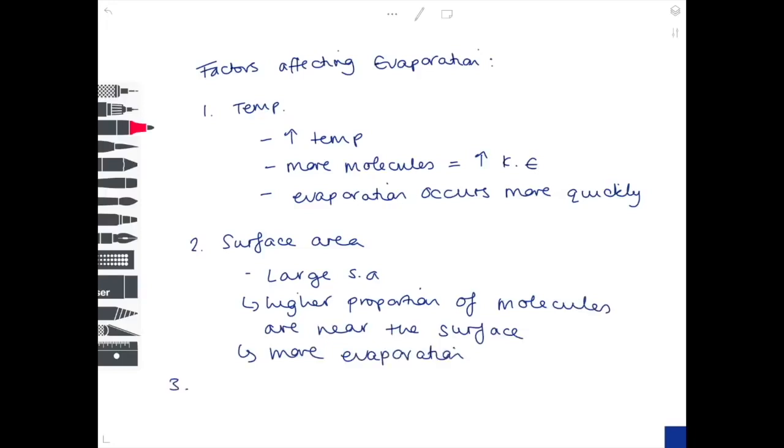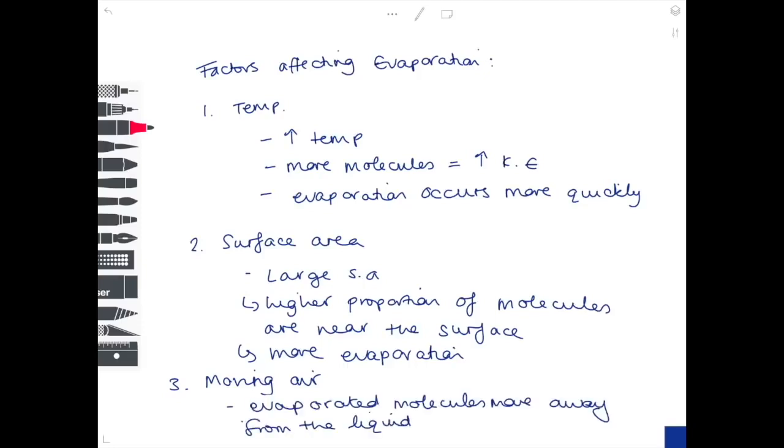And then lastly, windiness, or let's call it moving air. This means that molecules which have evaporated are then moved away from the liquid and they can't return. And it's really a diffusion gradient point of view. If there's less water in the air, then more evaporation can occur.